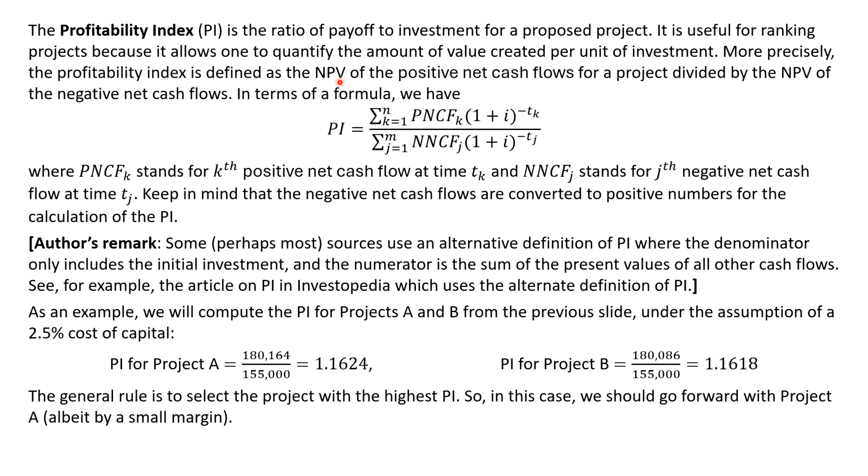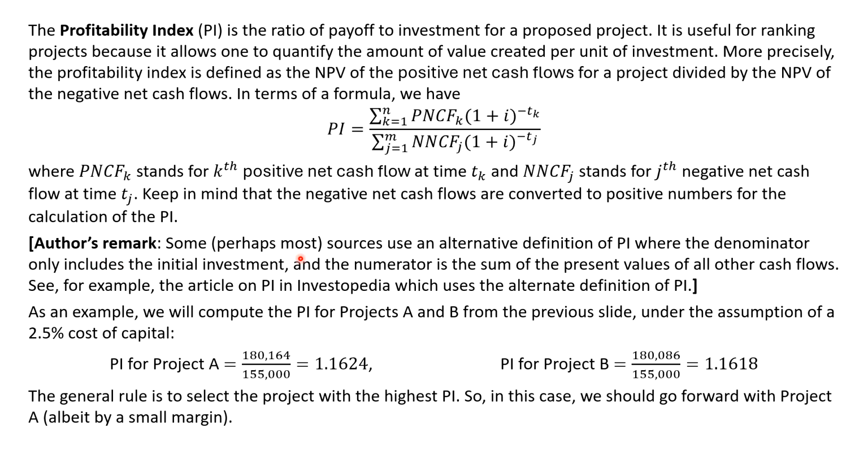So you take the NPV of the positive net cash flows for a project. That's this here, and that's what that PNCF stands for, positive net cash flow. And then we divide that by the NPV of the negative net cash flows. That's what this acronym is here. And then the quotient is what's called the PI, the profitability index. And we make this positive here. So I probably could have just put a negative sign here to make this thing positive.